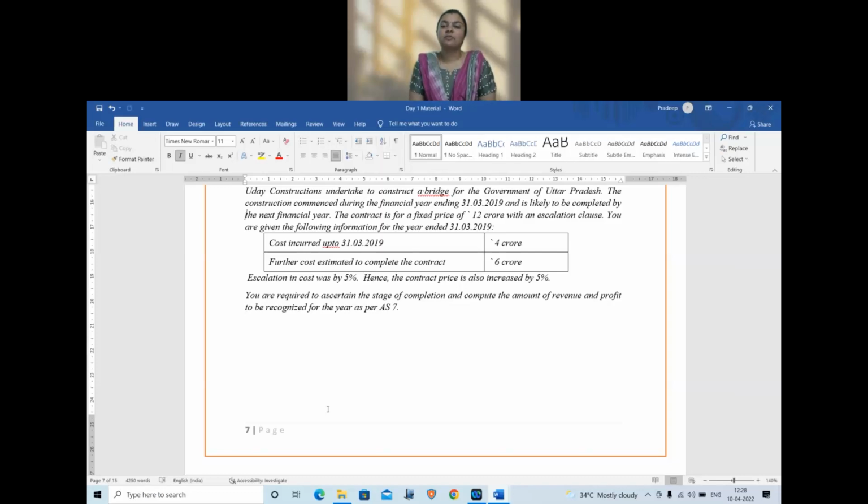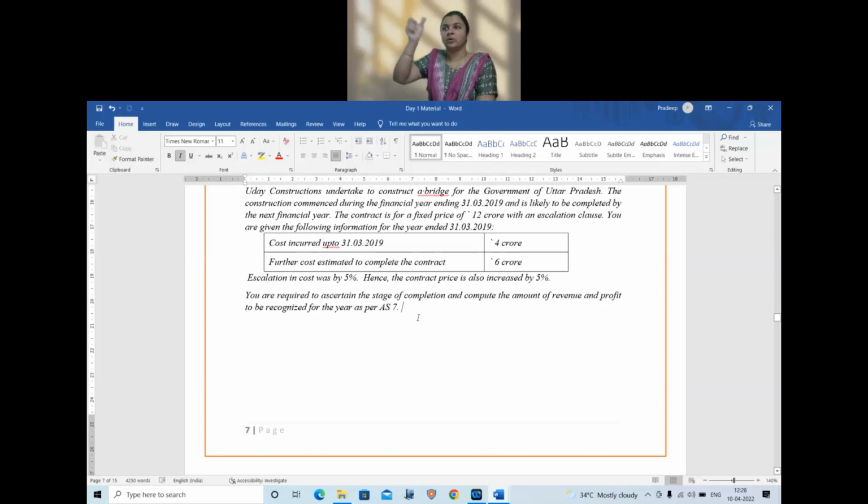You are given the following information for the year ended 31/3/19. Cost incurred up to 31/3, 4 crores. Further cost estimated to complete the contract, 6 crores. Escalation in cost was by 5%. Hence, the contract price is also increased by 5%. You are required to ascertain the stage of completion and compute the revenue and profit to be recognized.